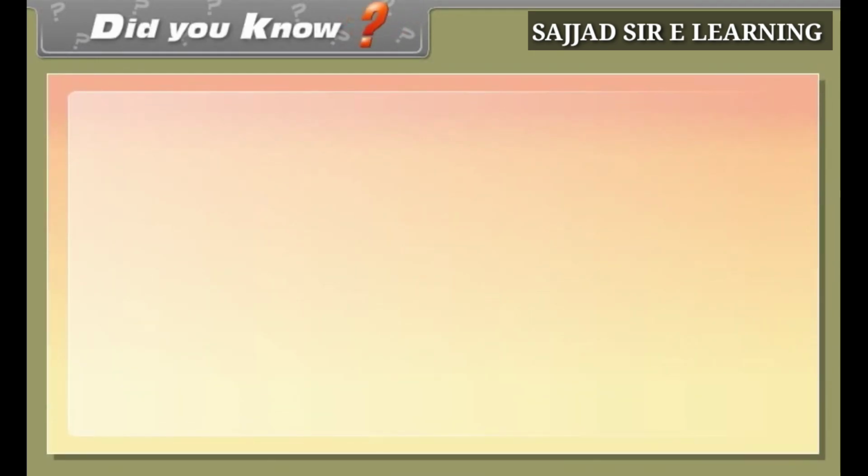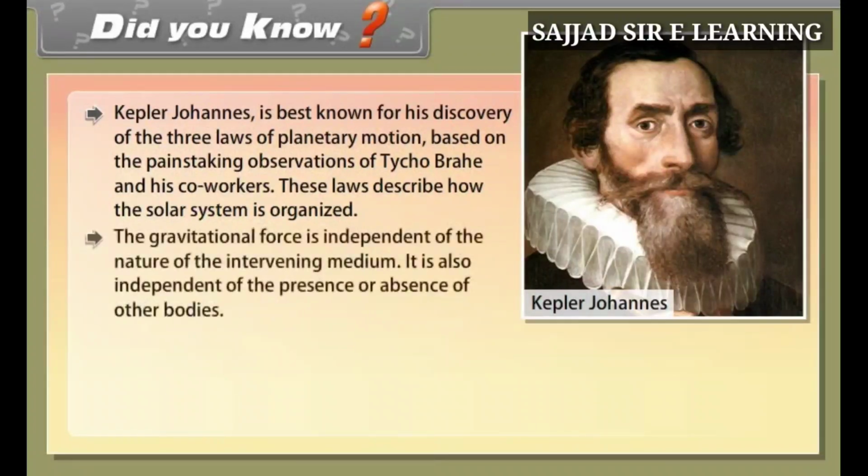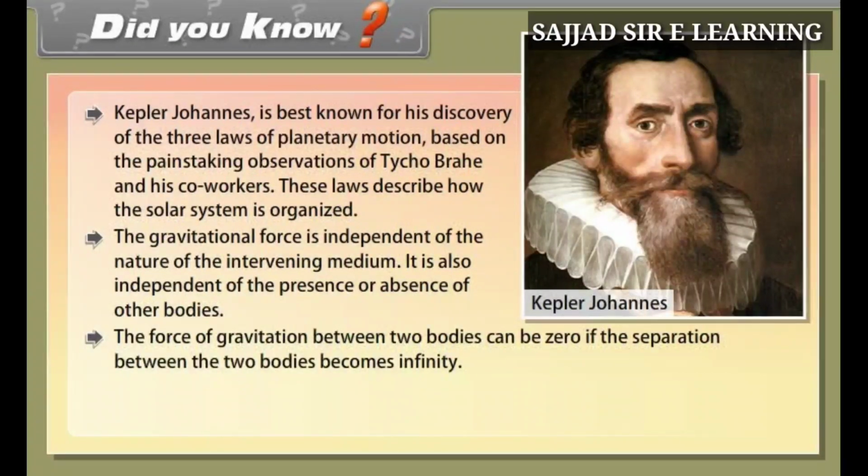Did you know? Johannes Kepler is best known for his discovery of the three laws of planetary motion, based on the painstaking observations of Tycho Brahe and his co-workers. These laws describe how the solar system is organized. The gravitational force is independent of the nature of the intervening medium. It is also independent of the presence or absence of other bodies. The force of gravitation between two bodies can be zero if the separation between the two bodies becomes infinity.